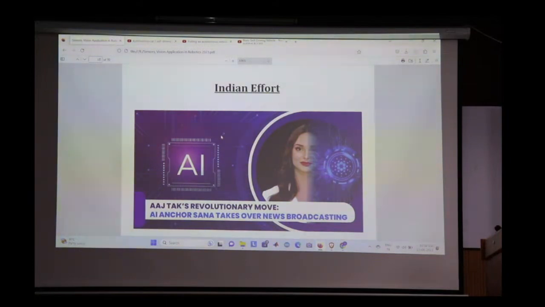And it is being copied by almost all the other broadcasting companies. BBC has got its own anchor line. So this is the Indian version, the Indian effort to try to use a humanoid for public broadcast.